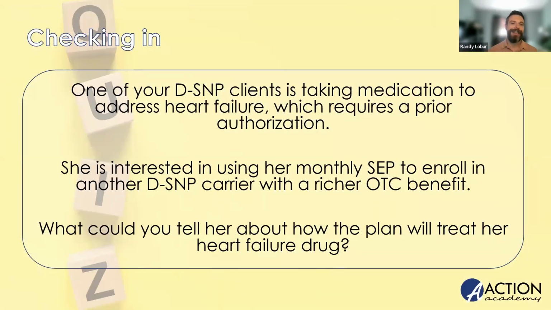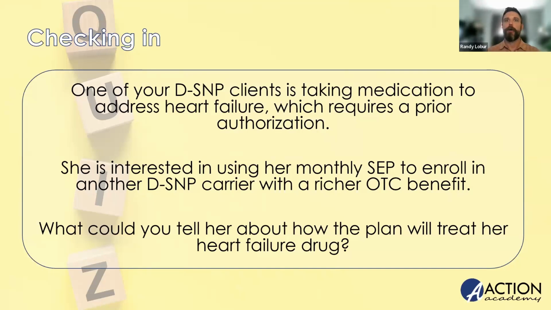One of your clients is taking a medication. She's a DSNP client, should point that out. Say she's taking a medication to address heart failure, and that drug does require prior authorization. She is interested, though, in using a SEP to enroll with another DSNP carrier with a richer OTC benefit. What could you tell her about how that plan will treat her heart failure drug? What will happen in the first 90 days versus day 91 in this case? So I would tell her that the plan must cover her drug for 90 days before requiring new prior authorization.